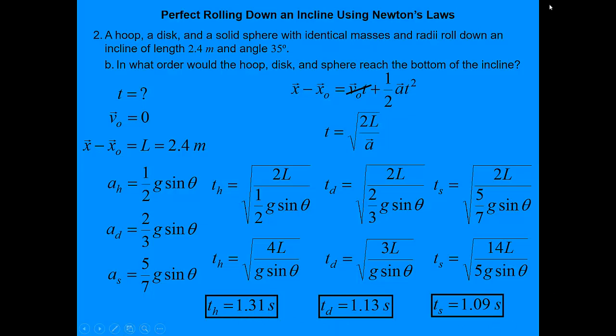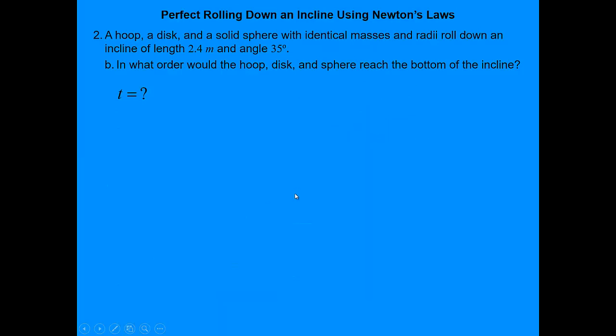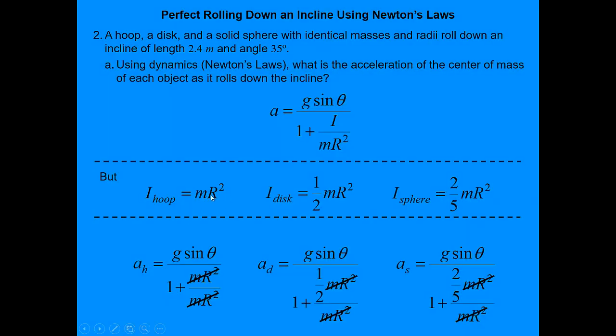Now, if I had just asked you the order that they reached the bottom, could you have figured out the answer maybe without doing all of this work? I think you could. What would you have to consider? Well, what you would have to consider would be the rotational inertias, the resistance to changes in motion. Notice that a hoop has the biggest rotational inertia, and it takes the longest to get down the hill. The disk is in the middle, and it's in the middle getting to the bottom of the hill. And the sphere is the easiest to roll, and it gets down to the bottom of the hill fastest.